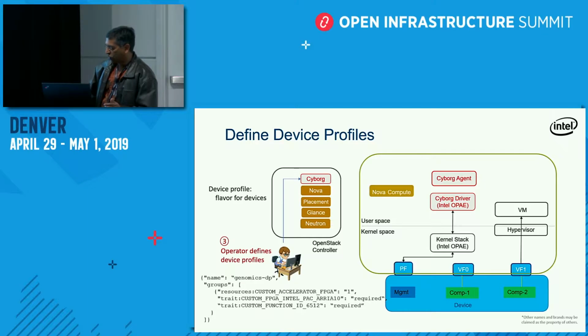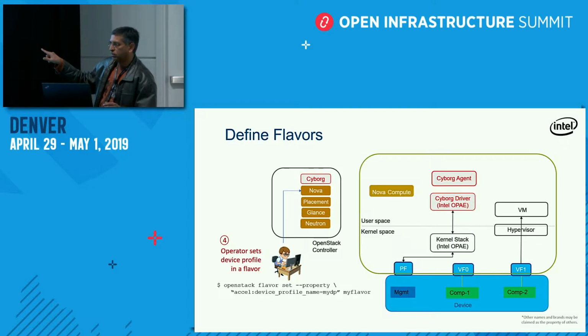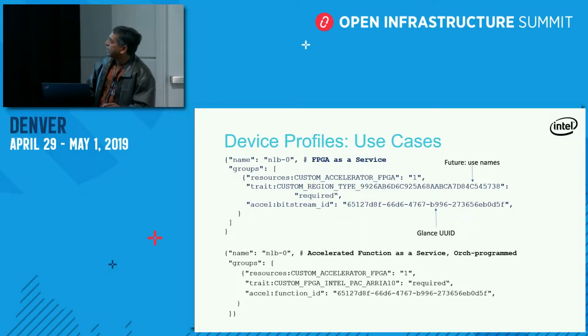So you would define these device profiles, but where the rubber meets the road is when you set the device profile inside the flavor. You will set it inside the flavor and use that in Nova. But before I go to that, I want to point out that depending on how you define the device profile, we can deliver various kinds of use cases. In the top one here, we're asking for a very specific region type inside the FPGA, and you're saying I want this bitstream ID along with it. That's what we call FPGA as a service, because you are getting a blank FPGA and managing it yourself. The user or the operator needs to know that that bitstream ID is compatible with that region type. So you need to know enough, so it's meant more for power users.